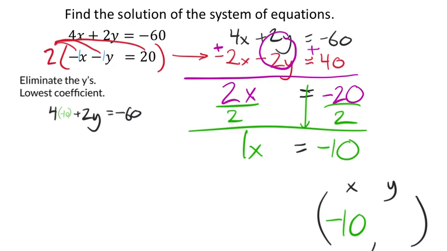Okay, this is an equation now. This equation that we have is now an equation with just a y value. That's good, because I can solve. I'll distribute, which is multiplication. 4 times negative 10 is going to be negative 40. And we still got the rest of it, so plus 2y equals negative 60.